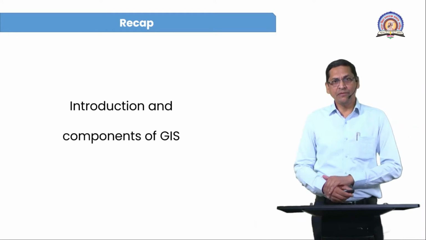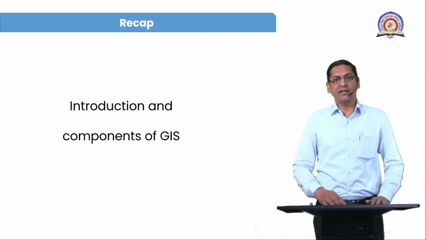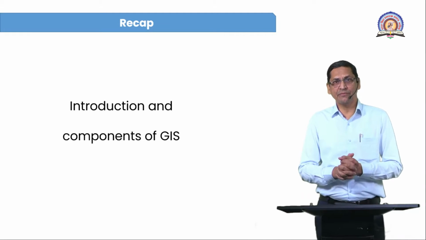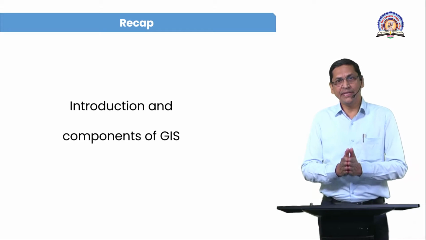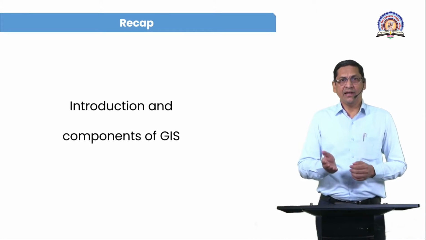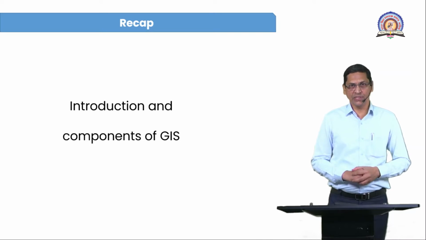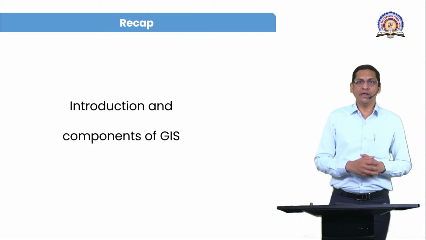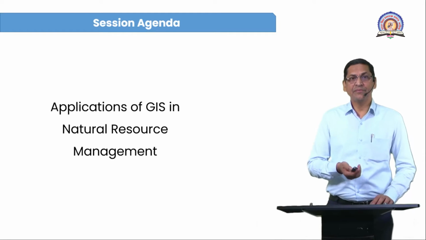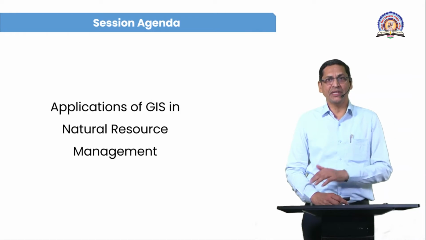Now, in the previous lecture, we have already studied about the introduction and concepts or the components of GIS. So, in the previous lecture, we have taken information about the meaning and definition of GIS, and at the same time, we have also taken information about the components of GIS. So you are well aware about the concept of GIS. Now, in today's lecture, we are going to study about the application of GIS in natural resource management.